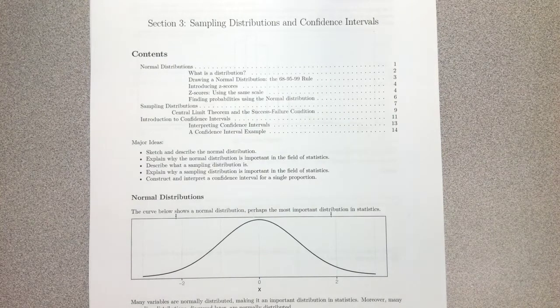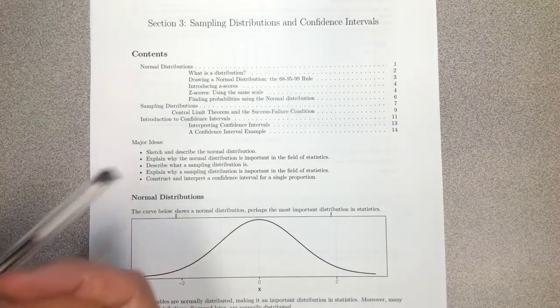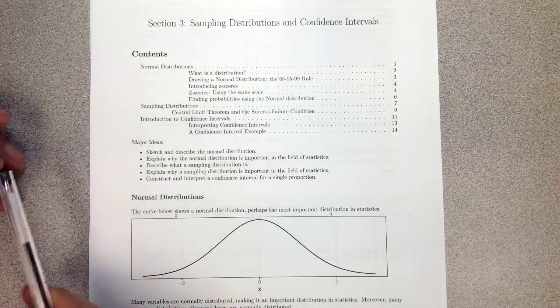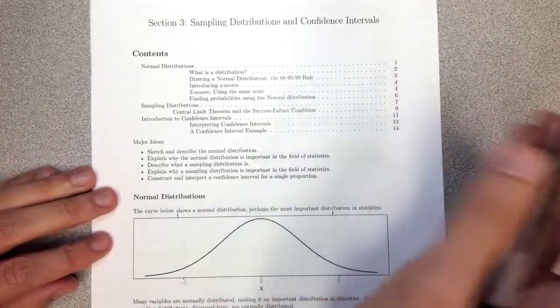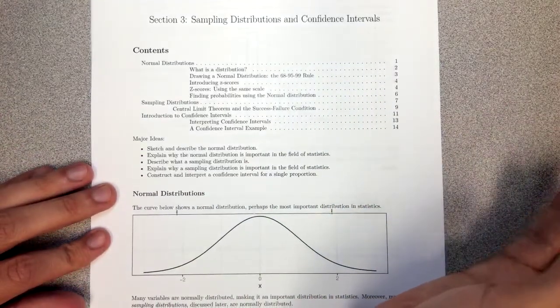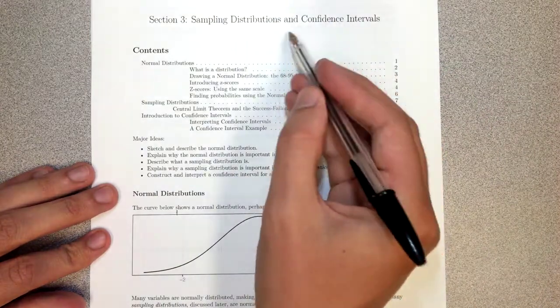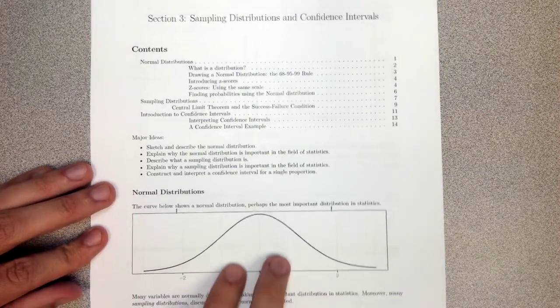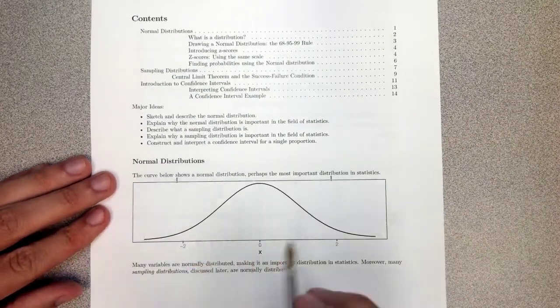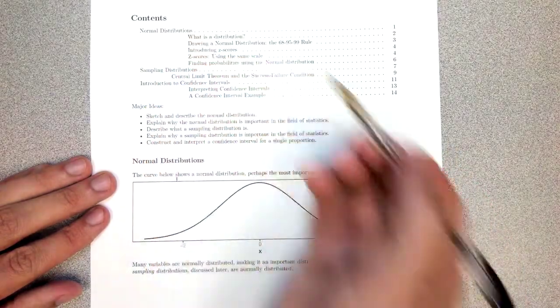All right. Hey everyone. So for this video, we're kind of switching gears now. We've talked about data collection, we've talked about some data graphics and some data summaries, but now we're going to start talking about sampling distributions and confidence intervals. But even before we get to these topics, which are really the main focus, we're going to spend a little bit of time talking about the normal distribution.